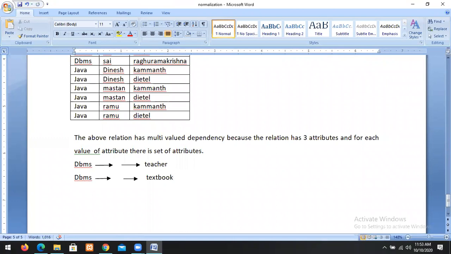So for a subject, we have the set of teachers. Similarly, for a subject, we have a set of textbooks. For a subject, we have the set of tests. So it has the multi-value dependencies. If you take a subject, suppose what are the teachers for the particular subject, there are some set of values.